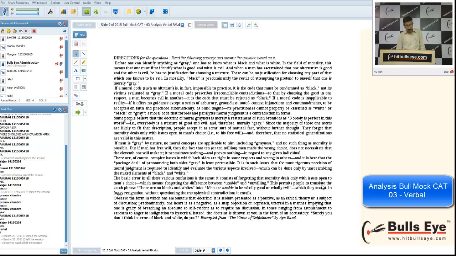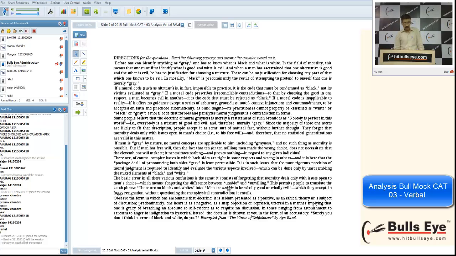This permits people to translate the catchphrase "there are no blacks and whites" into "men are unable to be wholly good or wholly evil," which they accept in foggy resignation. Foggy resignation means you are not able to decide. You are pretending, you are giving lame excuses without questioning the metaphysical contradiction it entails. A little difficult to understand, but my point was to make you understand how we confuse ourselves.